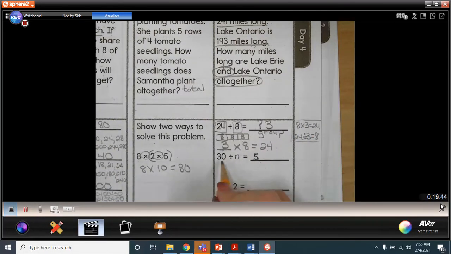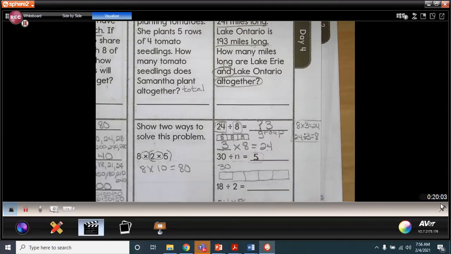So let's go to our next one. We have 30 objects. We put them into, we don't know how many groups, but we know there's 5 in each group. Or we could say, oh, I got 5 groups. And I'm going to share these 30 objects equally into these 5 groups.